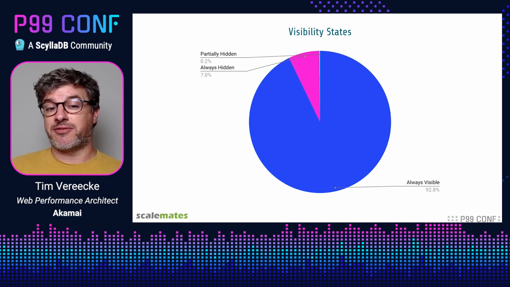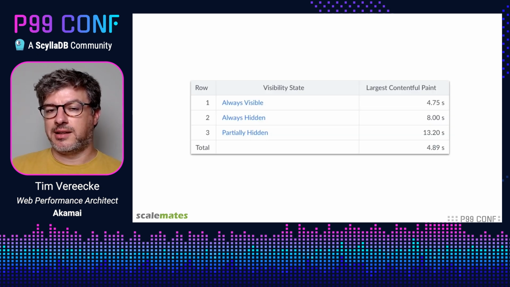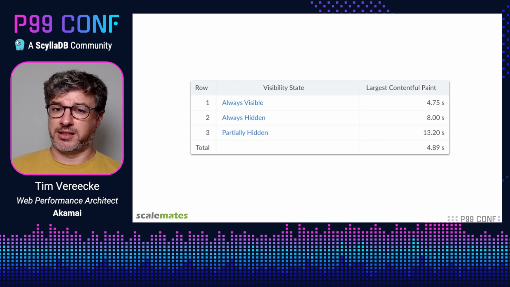Now, in 7% of the cases, this is not true. And why does this matter? Let's have a look. Here you see that as soon as the browser shows the content in either a partially or always hidden way, the performance drastically degrades. Why could that be?